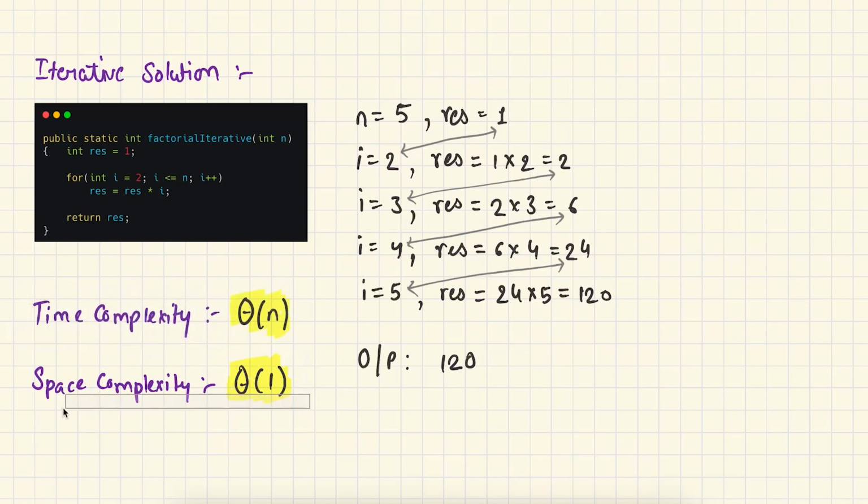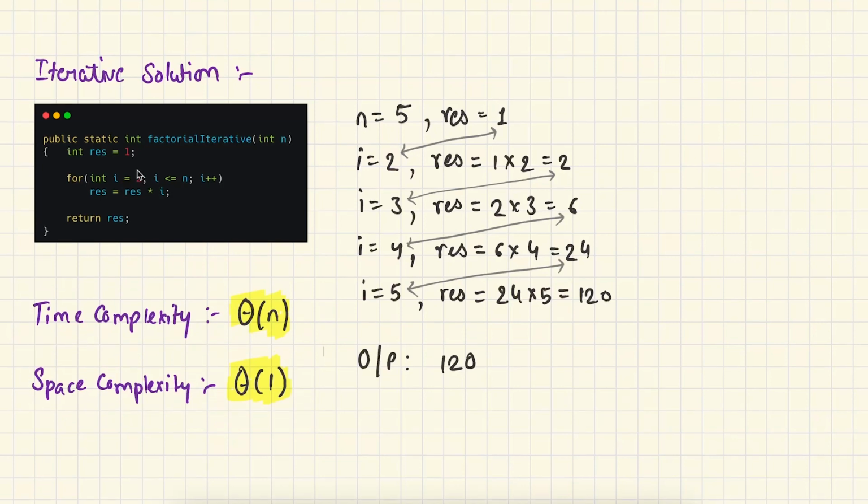Now what about the space complexity of this function? You can clearly see that we are not using any extra array or something like that to store the values. We are simply using one variable, the result variable, and we need space only for it. So it comes out to be constant, and the space complexity of this function is going to be theta of 1.